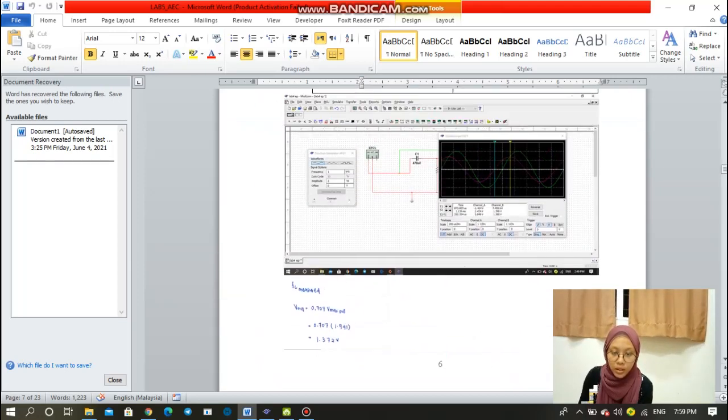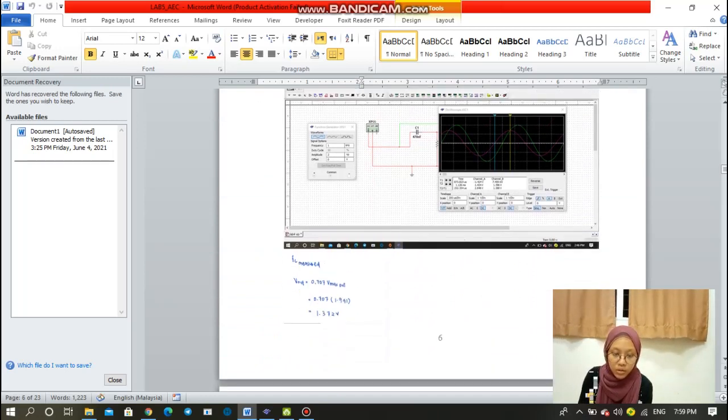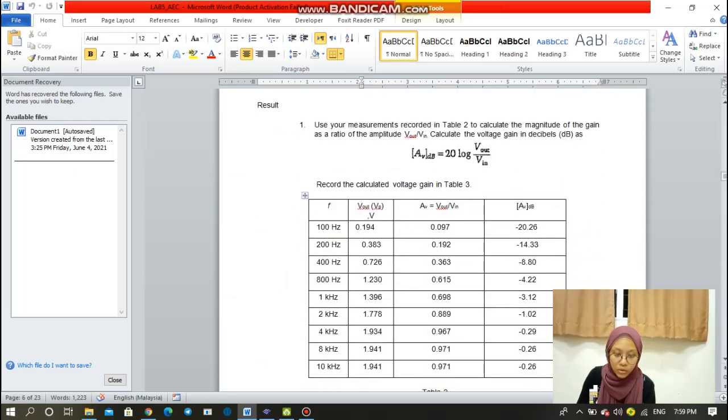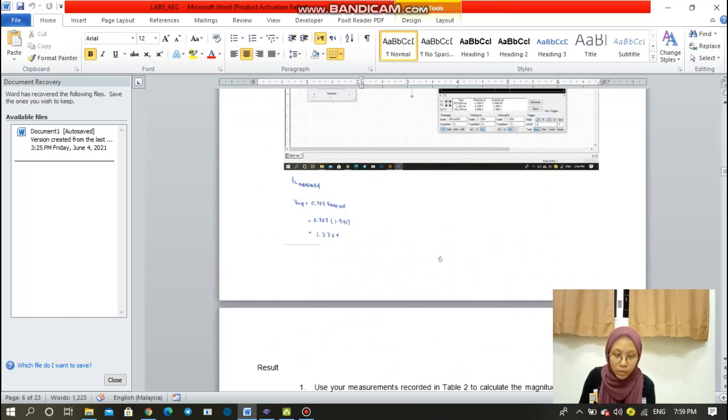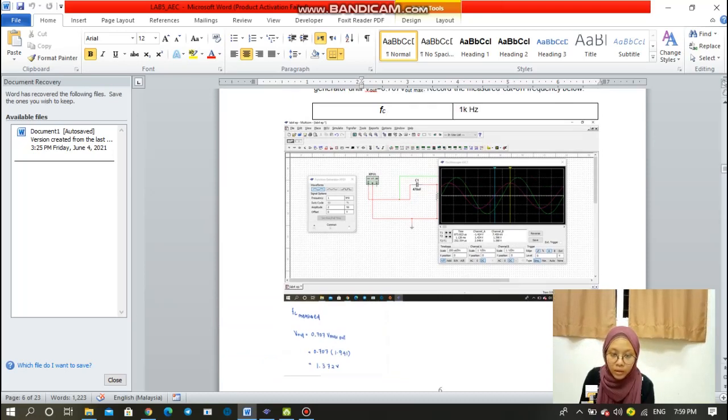Next is how to find FC measured. So for FC measured, we just calculate 0.7007 times the voltage maximum. So from this table, the voltage maximum is 1.941. So we got 1.372 volt. So from this Multisim, we just set the function generator. The value that we got that is almost accurate with the voltage output is 1 kilohertz.